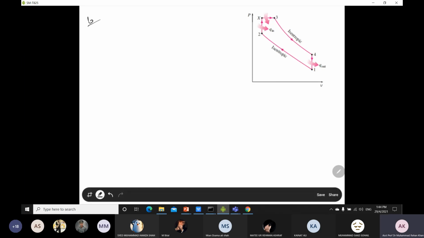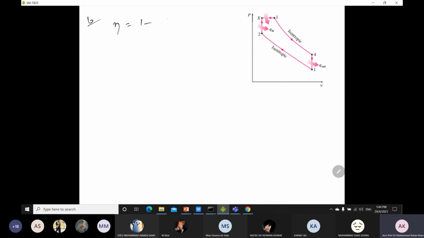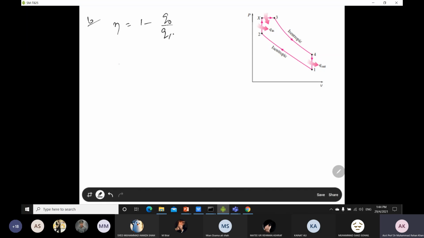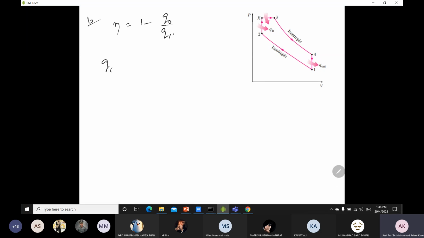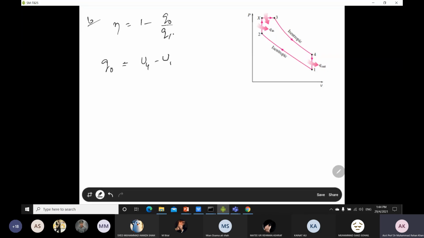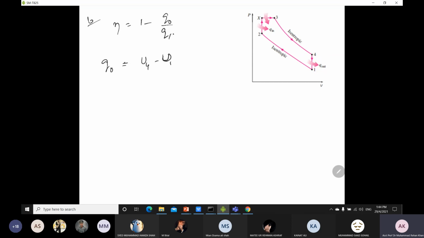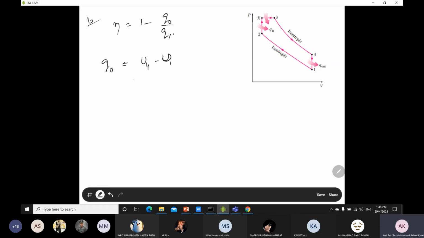Okay, so in part B, we have to find the efficiency. For efficiency, you already know it is 1 minus Q out over Q in. Q in is known to us from the problem statement. Q out we have to find first. Q out is equal to U4 minus U1, because it is a constant volume heat rejection process, so that's why we are interested in the internal energies.